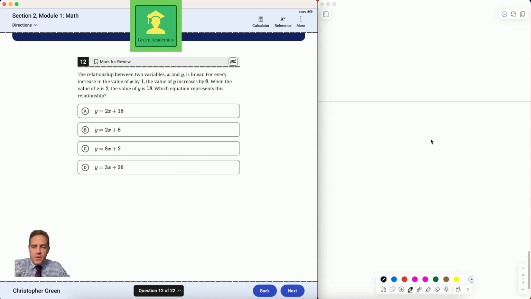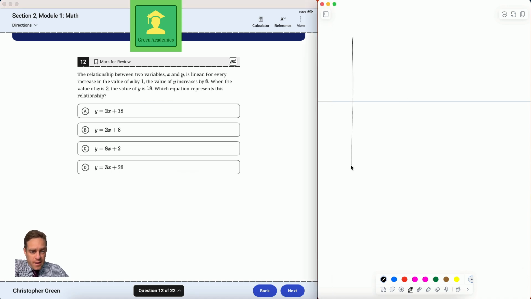The relationship between two variables x and y is linear. For every increase in the value of x by 1, the value of y increases by 8. So when you translate from words to math, you can say what that is on a graph. For every increase of x by 1, from this blue dot you go 1 to the right and 8 upward. That means your slope triangle's slope, rise over run, is 8. So you know that it has a slope of 8.